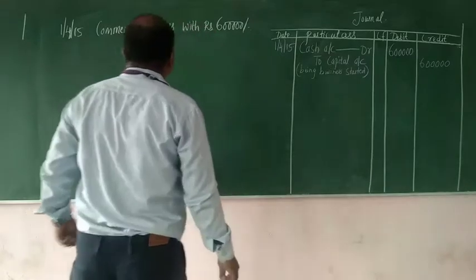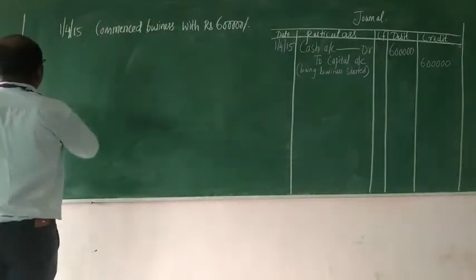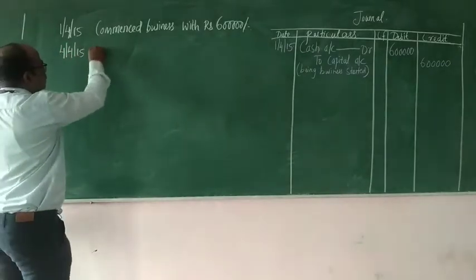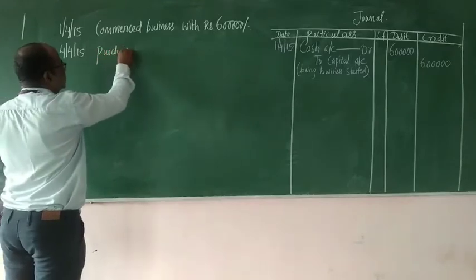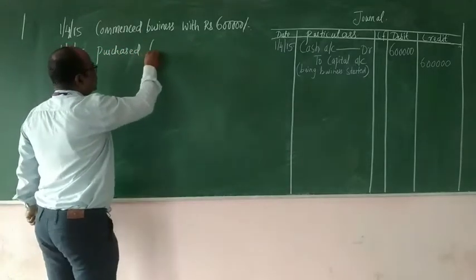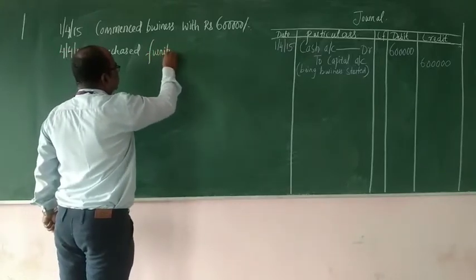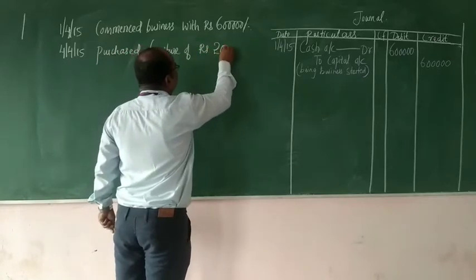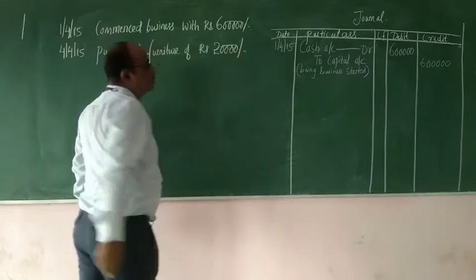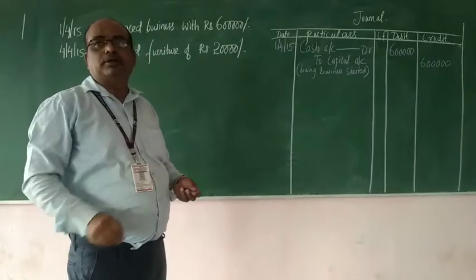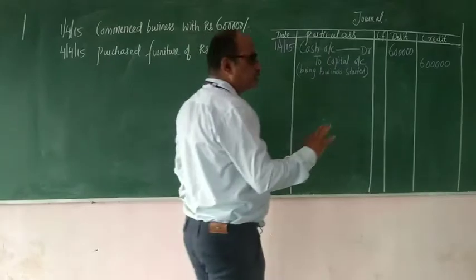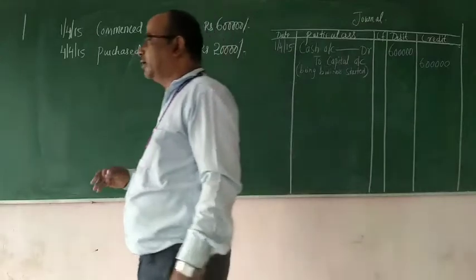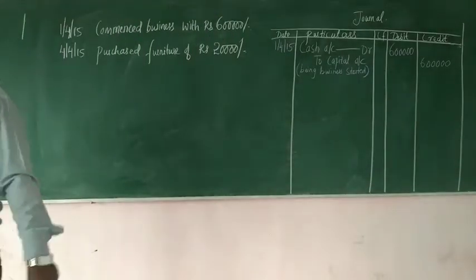So let us see the next transaction. Next transaction is, let us consider 4/4/2015. Purchased furniture of rupees 20,000. So this is the second transaction, and once again, what we are supposed to do? We are supposed to decide in our minds what to debit and what to credit, applying the rules of personal account, real account, and nominal account, and then we are supposed to pass the journal entries.